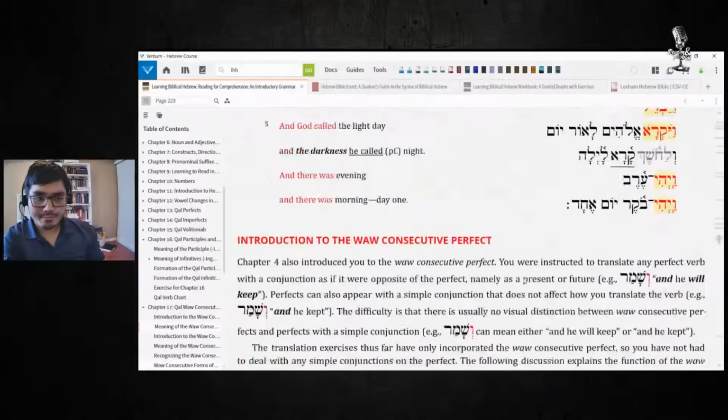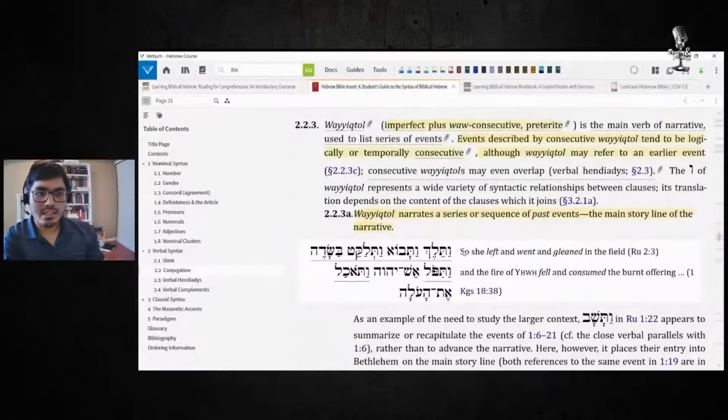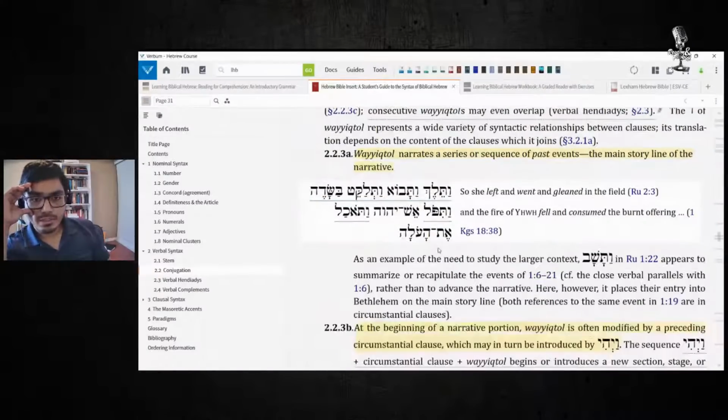A few more examples we'll see in the Hebrew Bible insert shown here. Usually a series of vayyiqtols are used to narrate a sequence of past events. So each word that occurs here is one right after another.